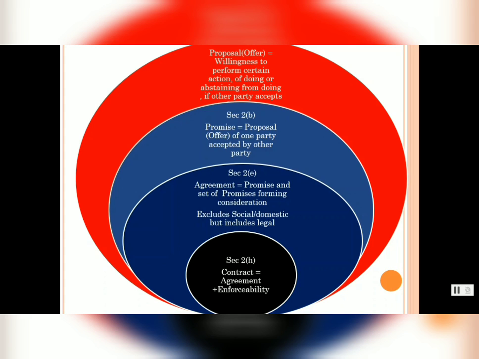All those willingness to perform certain action of doing or abstaining from doing by the other party is proposal, and this is the biggest ambit. Out of these maximum proposals that we have in our life, some proposals are converted into promises. Those proposals which are accepted by the other party are promises. But all these promises do not convert into agreements. Only those promises which have some scope of consideration, something in lieu of.